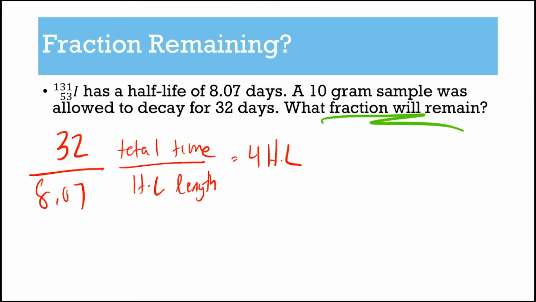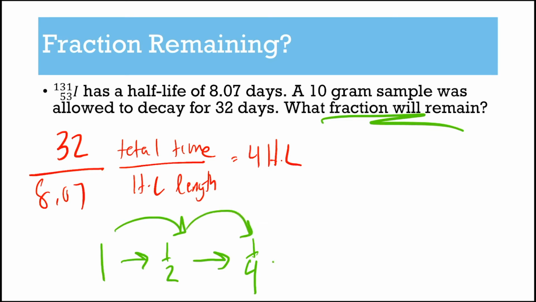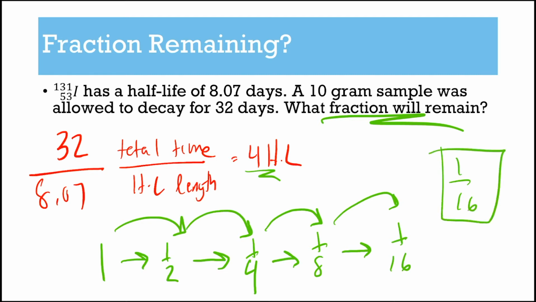Whenever it asks about a fraction, we always start with 1, a whole. After 1 half-life, half is left. After another half-life, half of a half is now a quarter. So 1 half-life, 2 half-lives. Now a third half-life, half of 1/4 is 1/8. That's 3 half-lives. We need to get to 4. So half of 1/8 is 1/16. So 1/16 remains of the original sample after 4 half-lives.